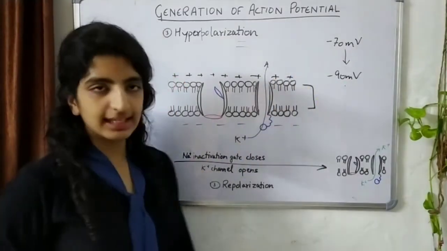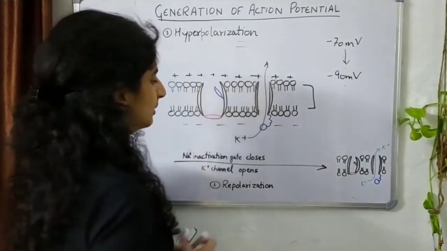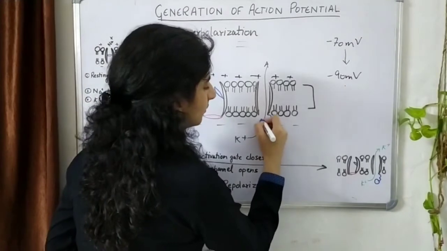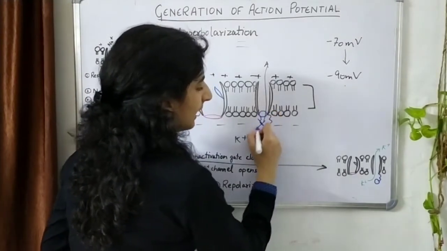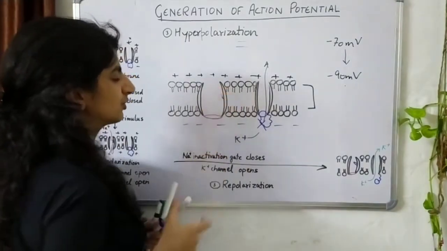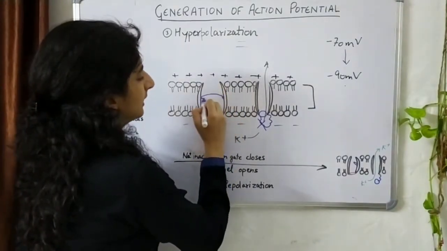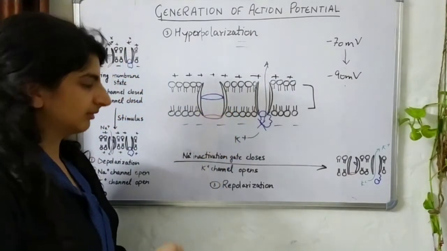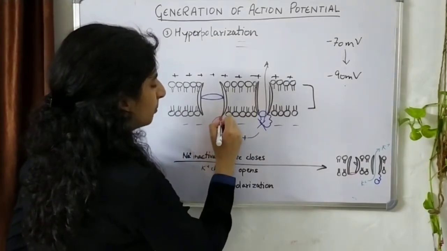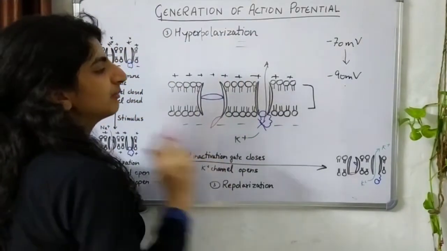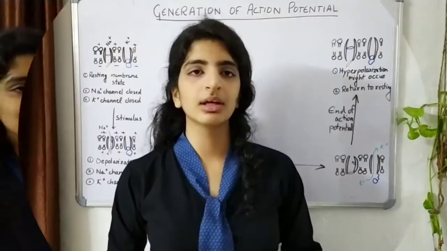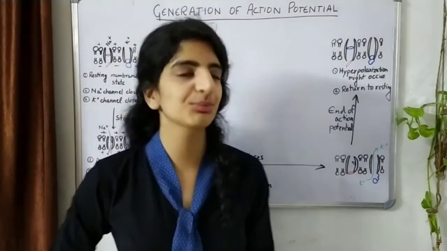Obviously the cell will not stay in that position for long, and eventually this K positive ion channel will also close, stopping any further movement, and the sodium channel's activation gate will close again and the inactivation gate will open again, and the entire membrane will come to the situation in which it was when it was resting. Let's now plot a graph for the action potential.